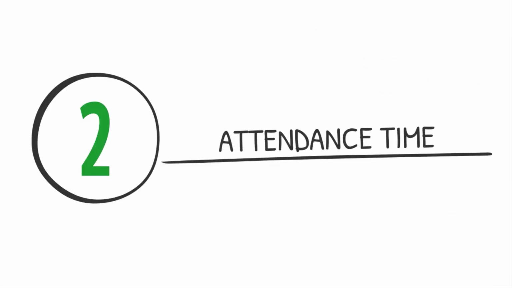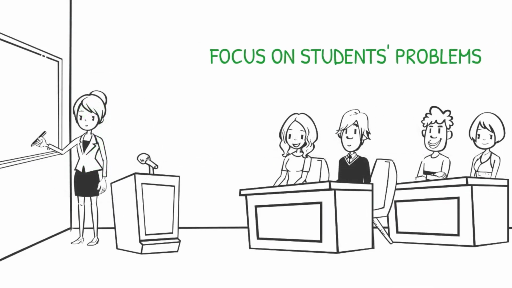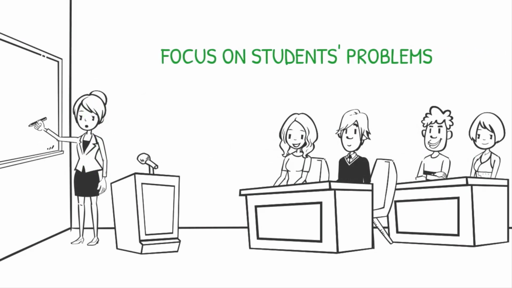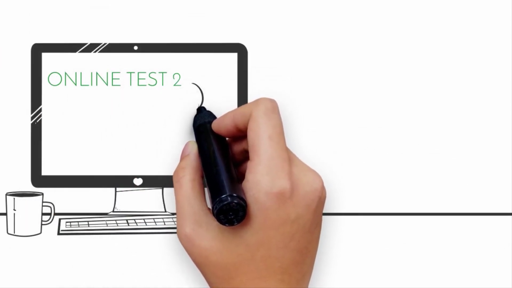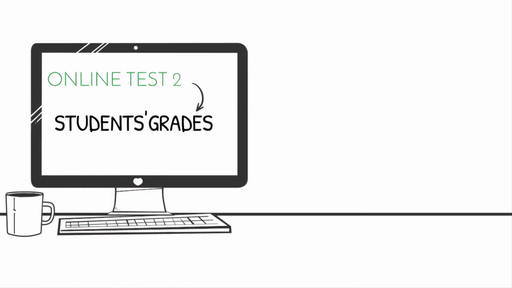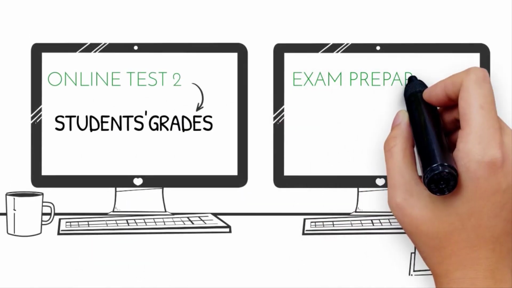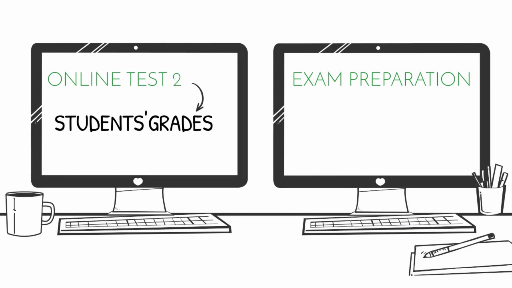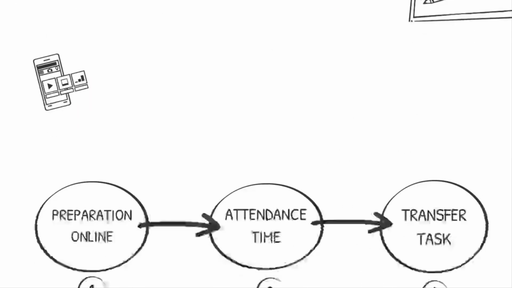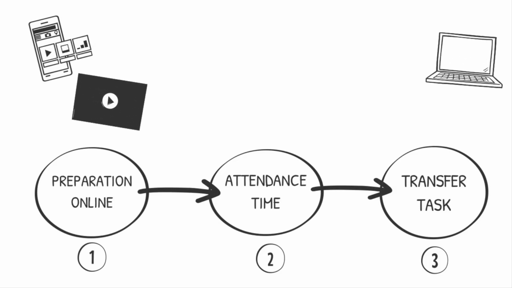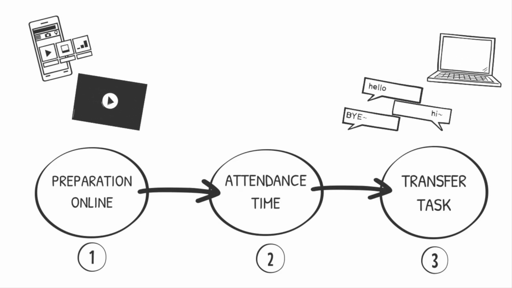Phase 2 takes place in a classroom and is characterized by attendance time, where the focus lies on students' problems. There might be a short recapitulation of subjects that the majority of students struggled with during the online test. The third phase consists of a transfer task. For instance, this could be another online test that has influence on students' grades, or the implementation of an assessment for students as an exam preparation. This approach is mainly supported by the digital infrastructure, as preparation and transfer are taking place online.